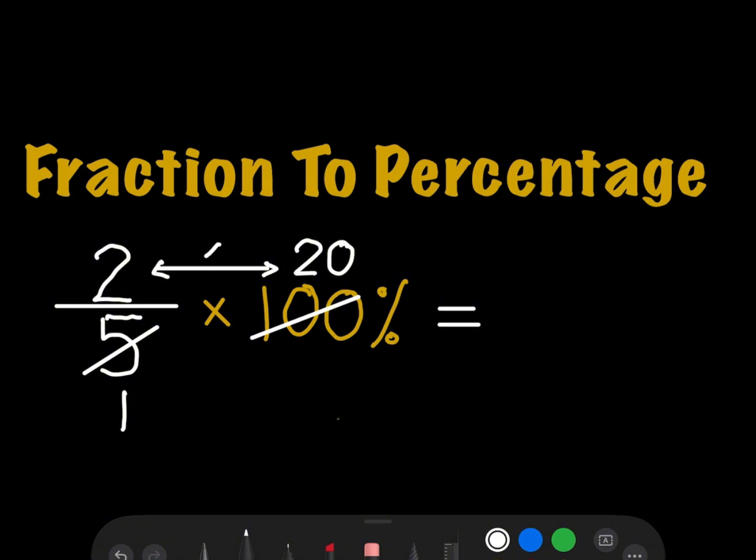So we just multiply it. 2 times 20 is equal to 40. So 2 over 5 is equal to 40%.